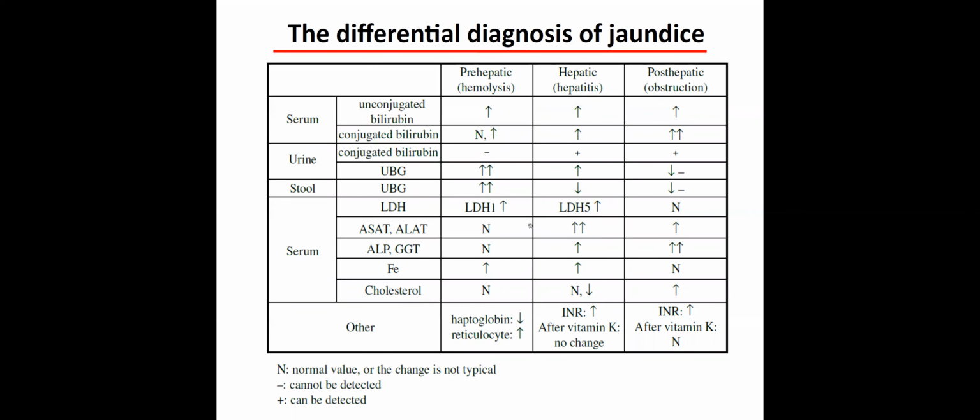One thing about the LDH. LDH has 5 isoforms. LDH 1 and 2 can be found in the red blood cells and in the heart. LDH5, the 5th isoform, is found in the liver cells. So this should be kept in your mind.